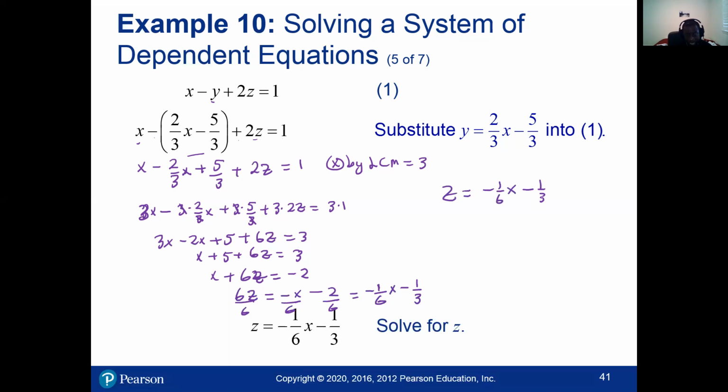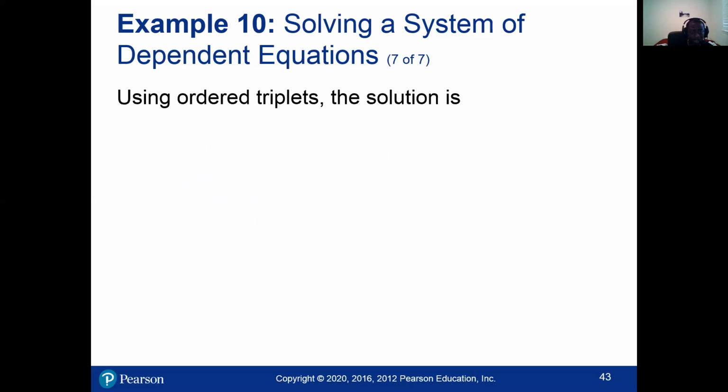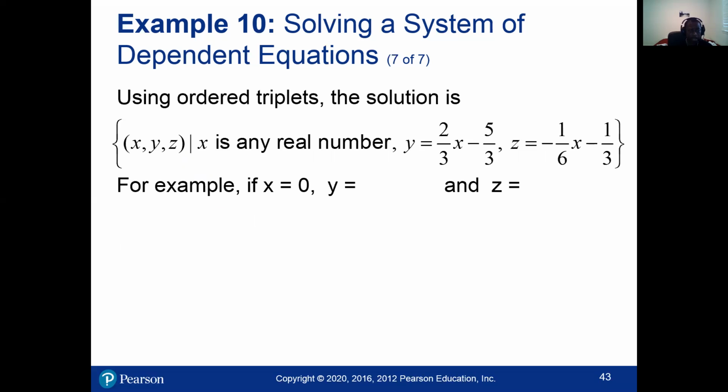Okay, so then we have y in terms of x, and we have z in terms of x. So our solution becomes like this. We write the solution as y is equal to this, and z is equal to that, where x can be any real number. This way of writing the solution makes it easier to find specific solutions. Or we can write an ordered triplet in this form: x, y, z is such that x is any real number, where y is equal to this and z is equal to that.